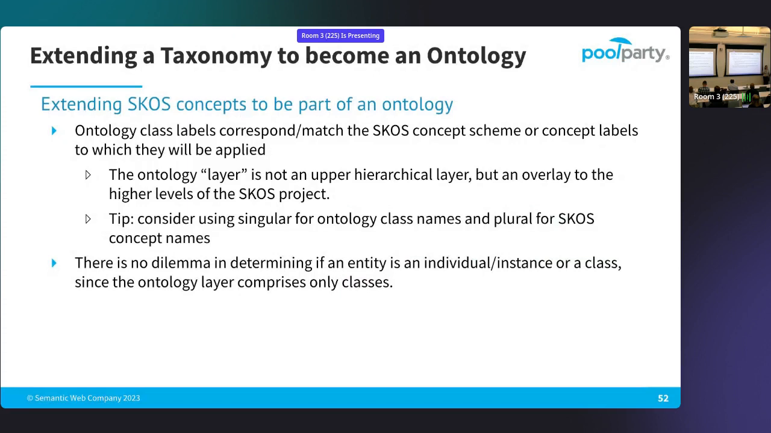So the ontology class labels tend to correspond and match to the SKOS concept schemes. The ontology layer is actually not really a hierarchical layer because we are matching the classes to existing concept schemes and classes. And as I said, we might consider using singular for ontology classes and plural for SKOS concept names that are otherwise the same. And you don't have this dilemma of determining whether an entity is an individual or instance, right? Especially when we got into products and things like that.